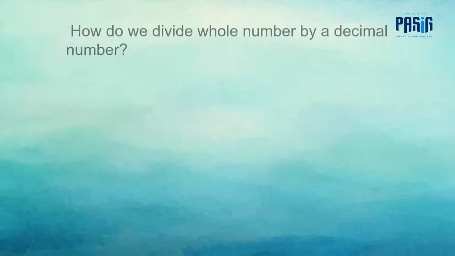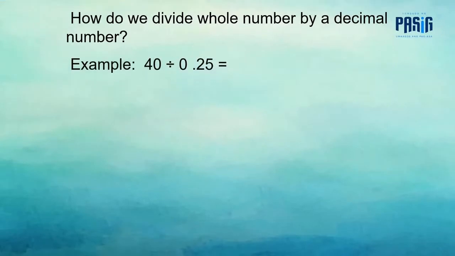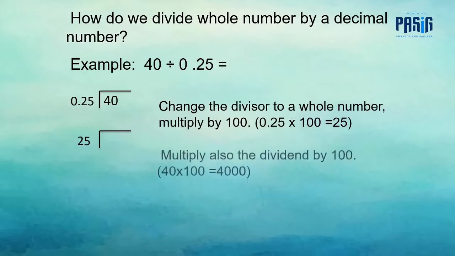Let us have a review. How do we divide a whole number by a decimal number? Example, 40 divided by 25 hundredths. Change the divisor to a whole number. Multiply by 100. 25 hundredths times 100 equals 25. Our divisor now is 25.